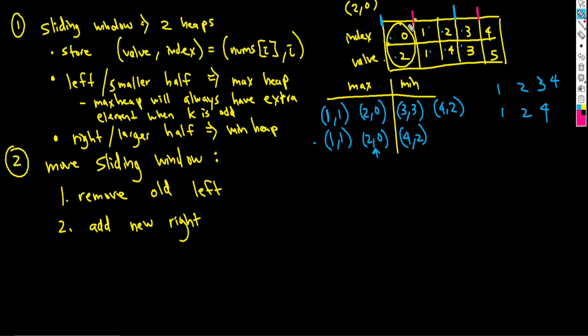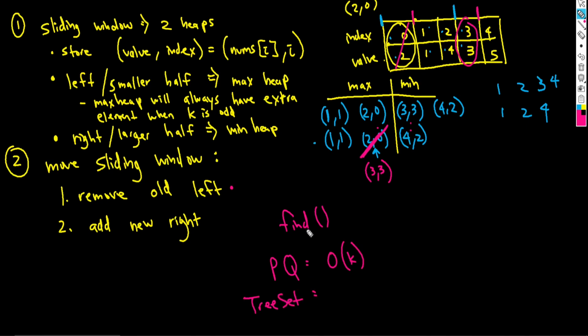Then what we need to do is remove the old left, which is 2, 0, and add the new right, which is 3, 3. By the way, before we remove this element here, we need to find which heap it's located on. If we use a priority queue, find takes O of k time, whereas if we use a tree set, then find takes O of log k time. So we are going to be using a tree set to represent our 2 heaps.